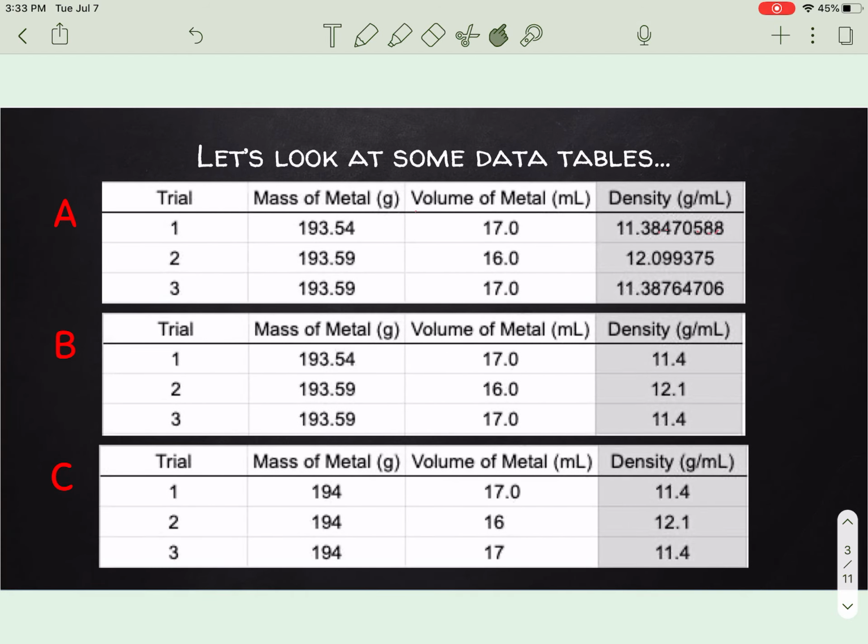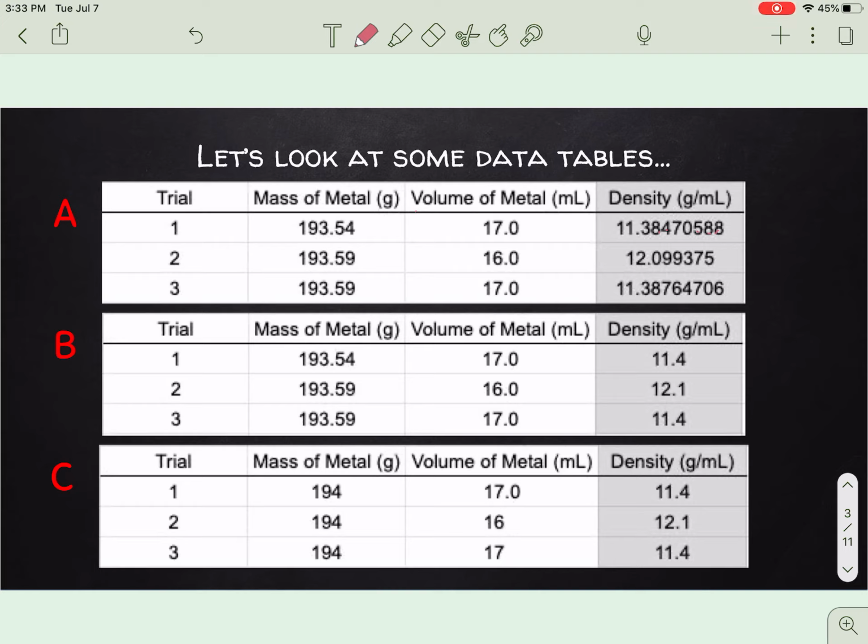So let's look at some data. It's important for us to talk about how exact our measurements were. And so when we record our data in a data table and share that, we want to make sure that we are doing this appropriately. So here are 3 different ways that a scholar could present their data, and these are different ways I've seen data presented. Which of these ways would be the best? A, B, or C?